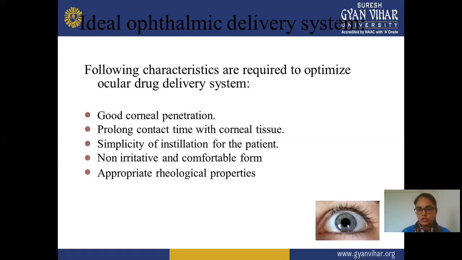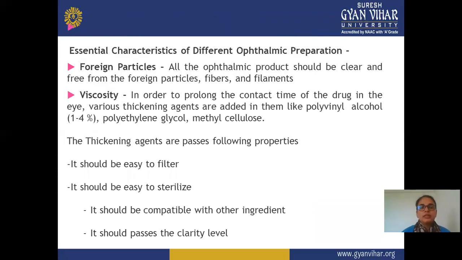Next is appropriate rheological property. Rheological property means viscosity. It should have sufficient viscosity so that you can easily administer it. If it is too viscous, it may cause administration or installation problems. If it is very thin, it can easily be removed or excreted from your eye, through tears or otherwise. So you should make a proper rheology for your ophthalmic preparation, with sufficient rheological property.